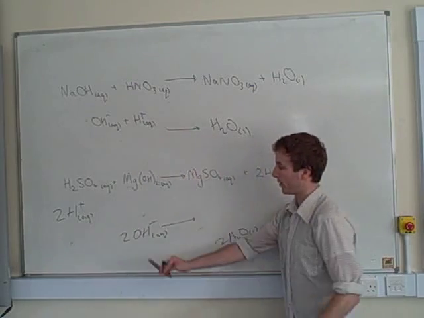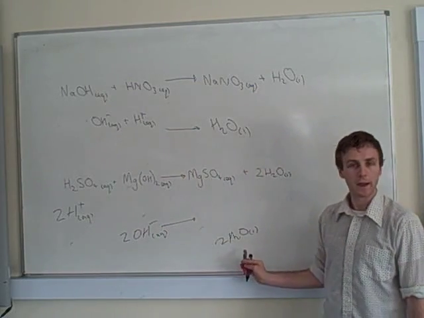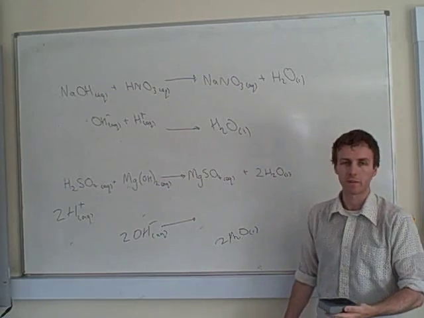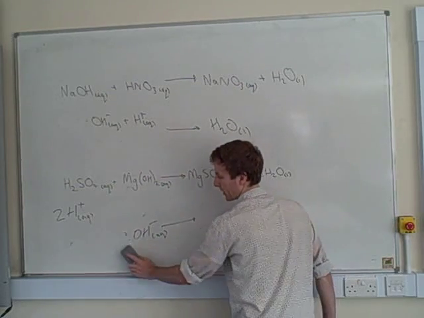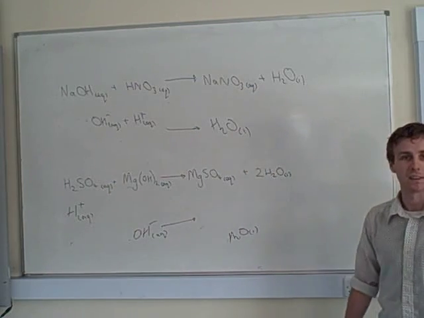What does that leave me with? 2H plus add 2OH minus goes to 2H2O. And we can even simplify this a little bit by dividing both sides by 2. So H plus OH minus goes to H2O.